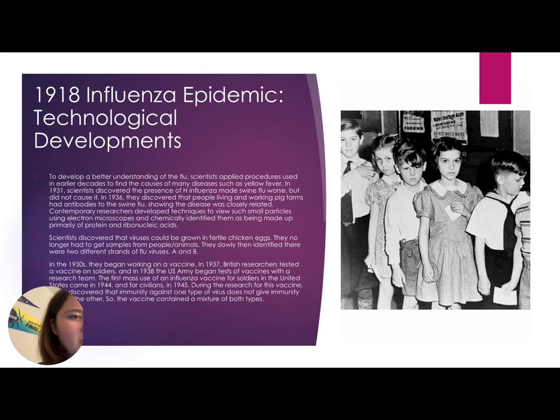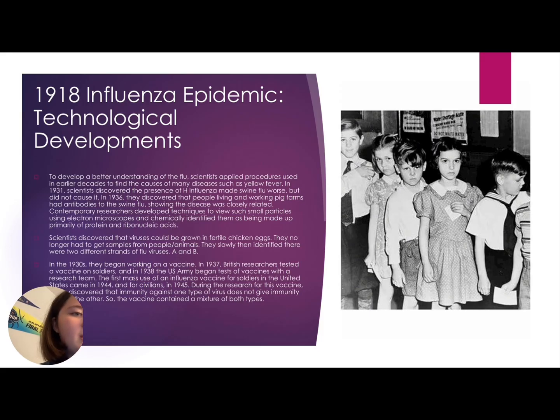Contemporary researchers developed techniques to view such small particles, used electron microscopes, and chemically identified them as being made up of protein and ribonucleic acids. Scientists discovered that viruses can be grown in fertile chicken eggs. They no longer needed to get samples from people or animals. They identified there were two strains of flu viruses, A and B.